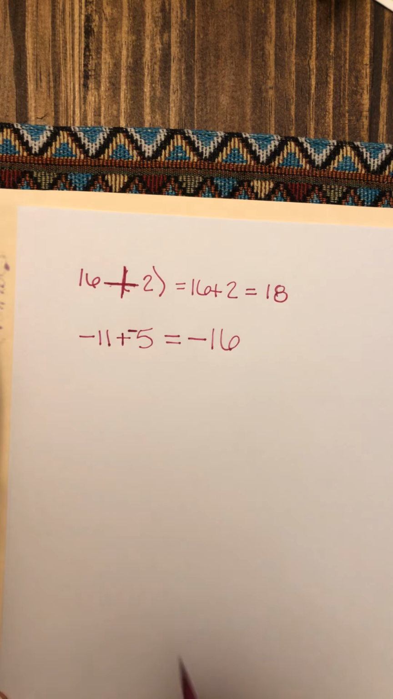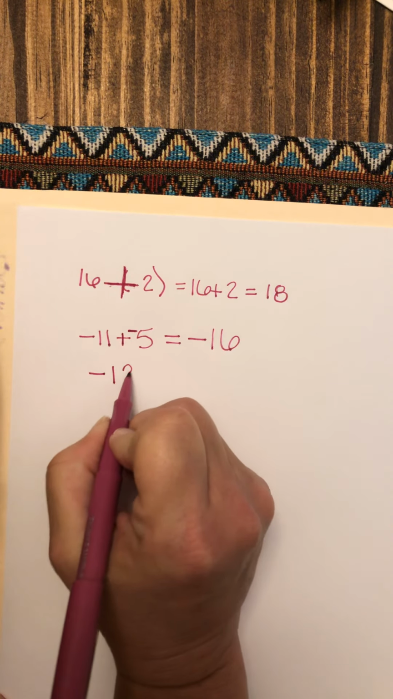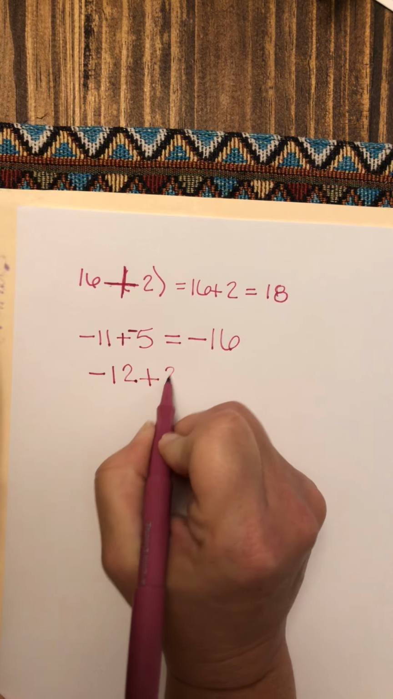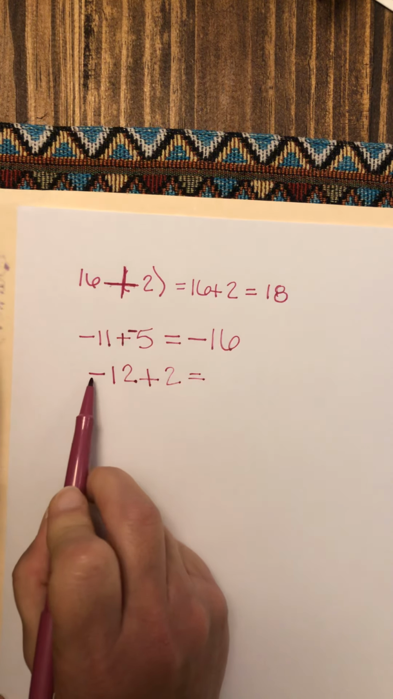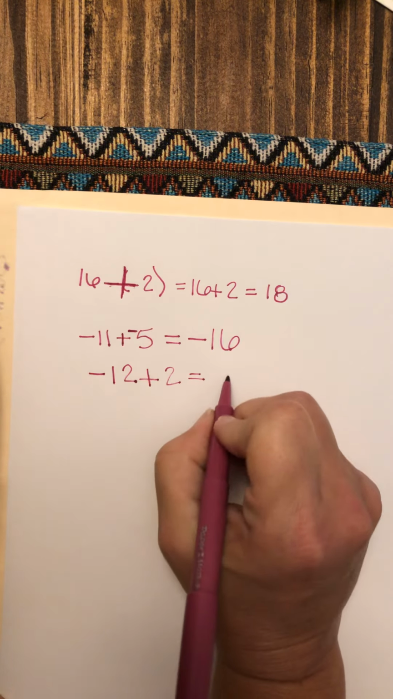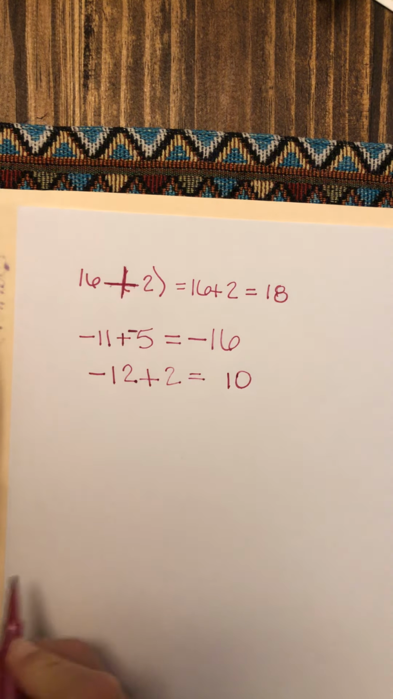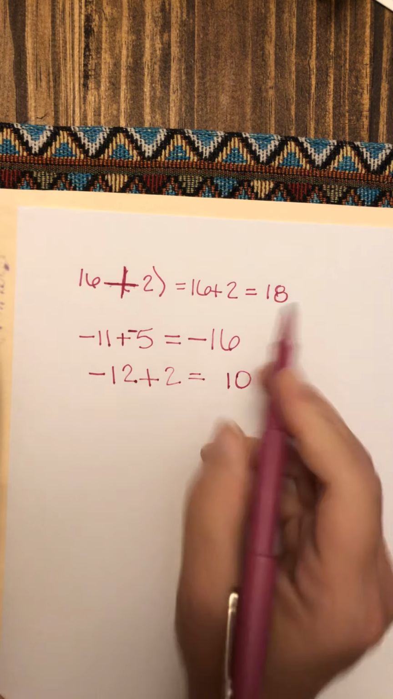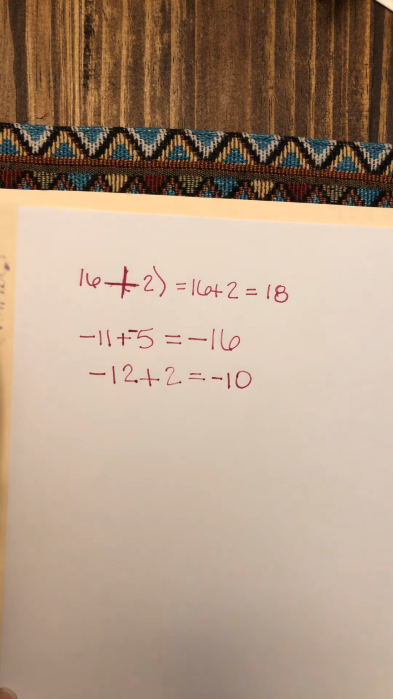Okay, one more. I have -12 plus 2. I have a negative and a positive. They're different signs, so I subtract. Keep the sign of the larger number. 12 is larger than 2, so it's -10. And that is all there is to it for adding and subtracting.